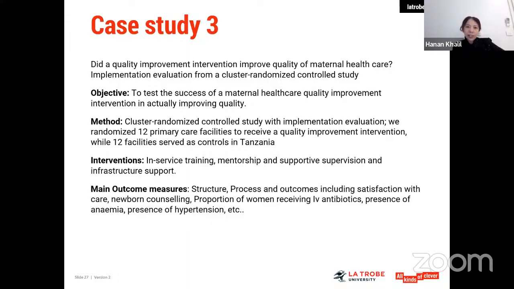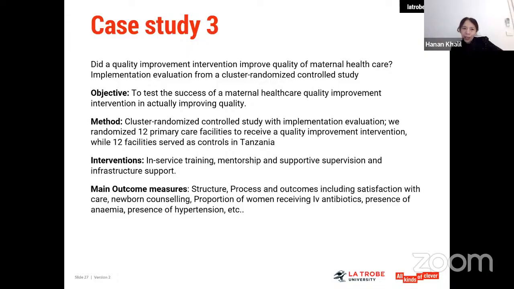It was to test the success of a maternal healthcare quality improvement intervention in improving quality of care. So they had 12 primary care facilities where this quality improvement intervention took place. The intervention included many strategies, but it looked at providing training to the nurses there. It also looked at mentoring some of the young nurses, supporting supervision of some of the young nurses, and infrastructure support.